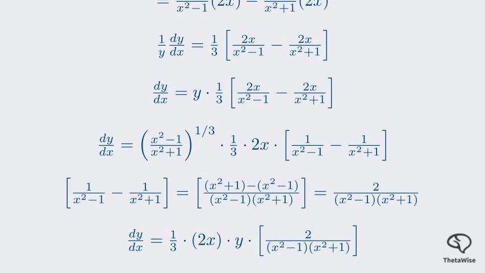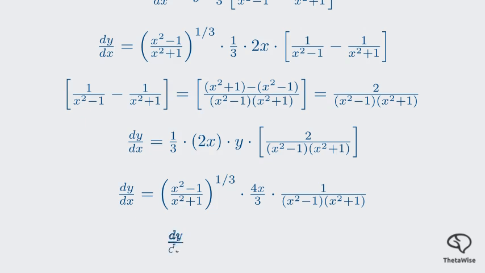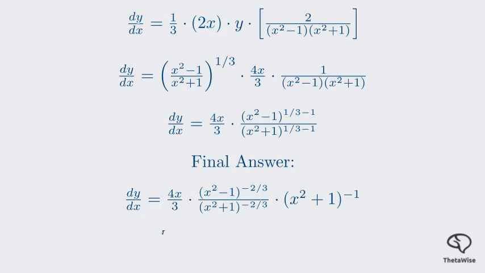This is a valid answer, but we can clean it up by combining terms. Let's substitute y's exponent form, (x²−1)/(x²+1) to the 1/3 power. Notice we have a term (x²−1) to the 1/3 in the numerator, and (x²−1) to the power of 1 in the denominator. We also have (x²+1) to the 1/3 in the numerator and (x²+1) to the power of 1 in the denominator. Using exponent rules, a to the m divided by a to the n is a to the m minus n. Performing the subtraction in the exponents gives us our simplified final answer.